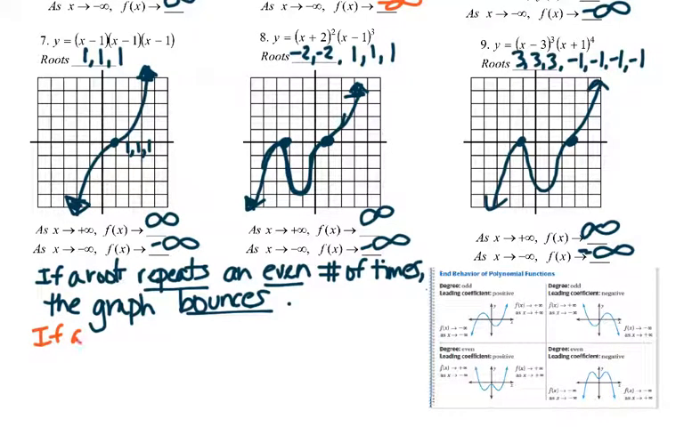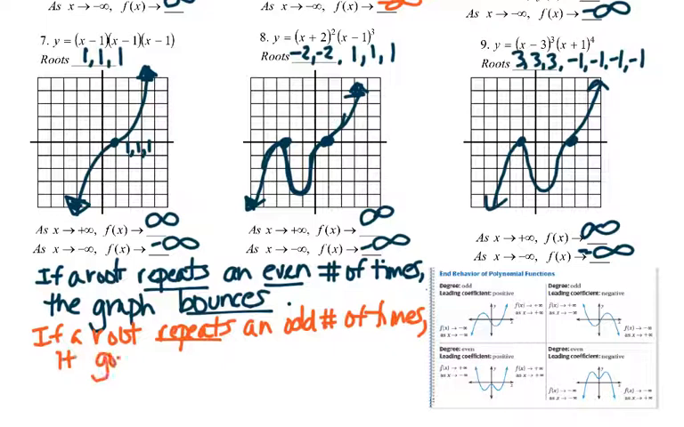If a root repeats an odd number of times, what happens? If a root repeats an odd number of times, it goes through, meaning it goes through the x-axis. Or my catchphrase is, that's odd.